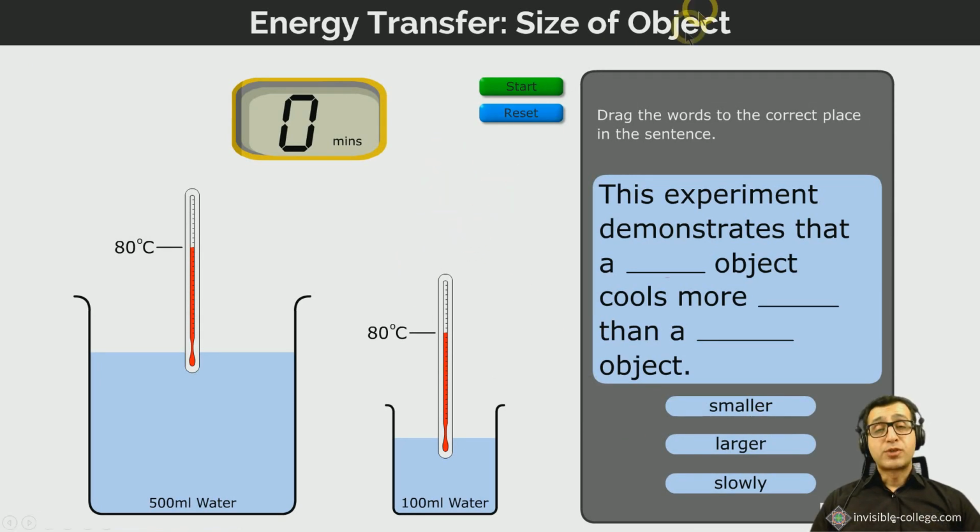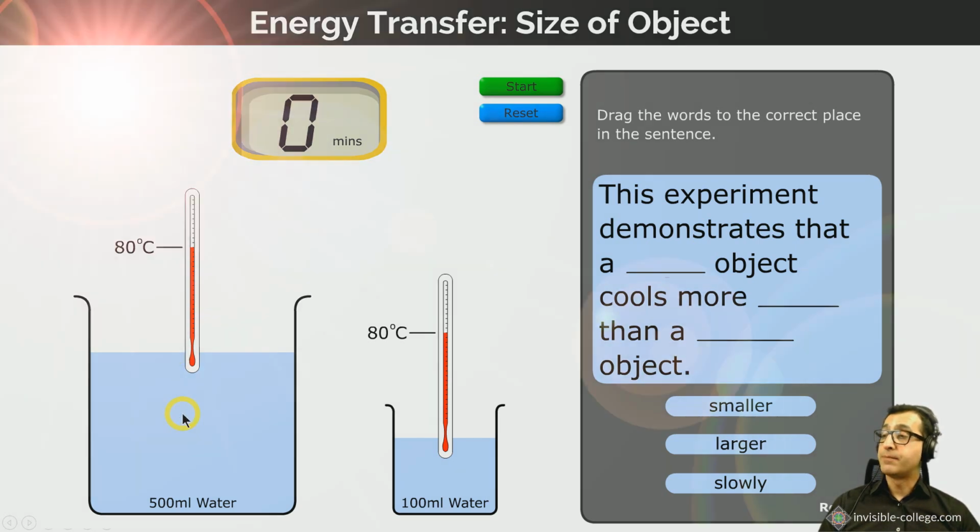So the size of an object will also affect the rate of heat energy transfer as well. So let's imagine that we have two objects here. Imagine we have two beakers. Both beakers contain water at 80 degrees centigrade at the start of the experiment, but this beaker contains 500 milliliters of water, whereas this beaker contains only 100 milliliters of water. So make a prediction. I'll pause here for a sec. Which of these will cool the most rapidly?